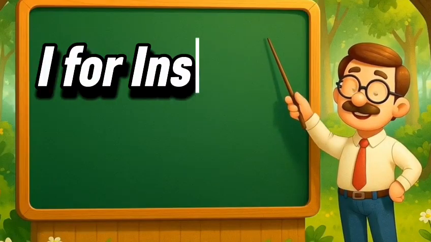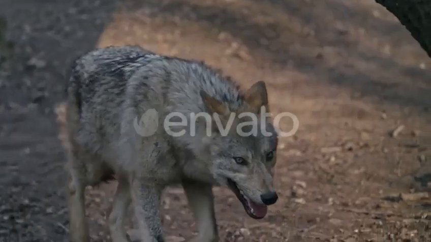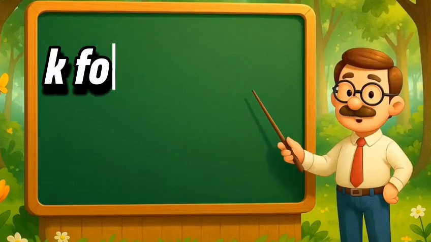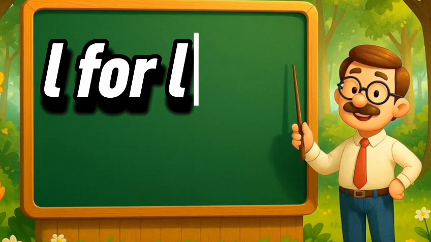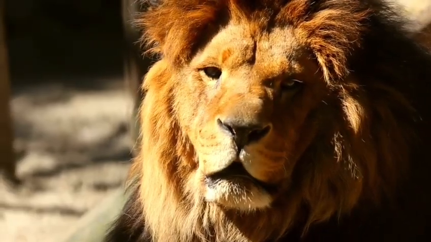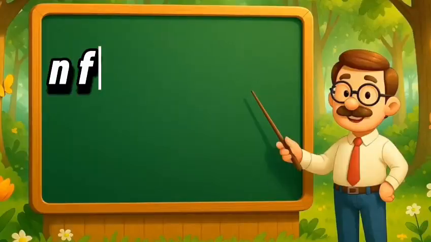And I for insect. And J for jackal. And K for kangaroo. And L for lion. And M for monkey. And N for nakshul.